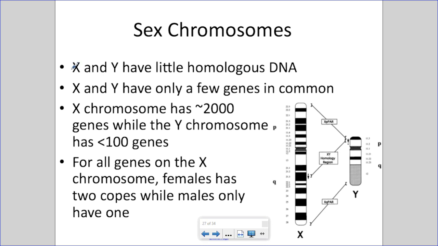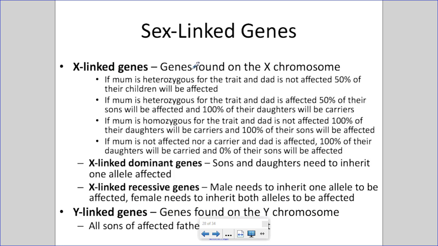With the X and Y chromosomes, there is very little homologous DNA between the two, which means that the X and Y chromosomes only have a few genes in common. The X chromosome has about 2,000 genes, while the Y chromosome has less than 100 genes. For all genes on the X chromosome, females have two copies, as they get two X chromosomes, while males only have one, as they only have one X chromosome. Sex-linked genes can be divided into X-linked genes, so genes specifically found on the X chromosome.